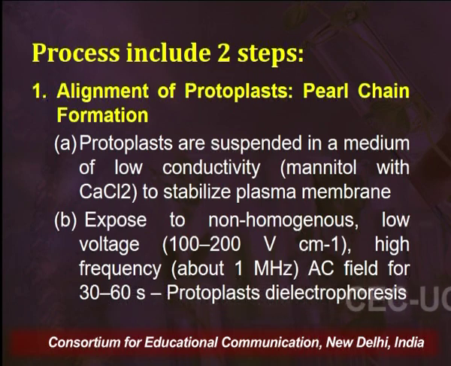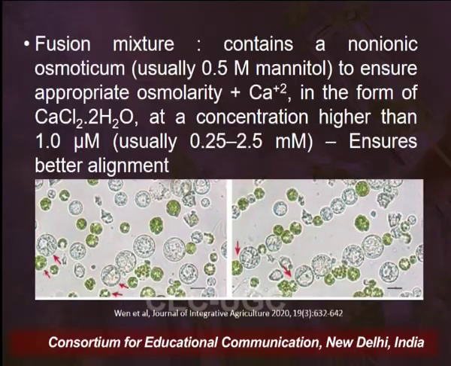Now this AC current creates a dipole charge in the protoplast. In simple words, we can say the protoplast becomes a dipole, and this process we call protoplast dielectrophoresis. So opposite charges are formed on the two areas of the protoplast. Now once the protoplasts become dipoles, they tend to align themselves in the fusion mixture, thereby creating a pearl chain arrangement.